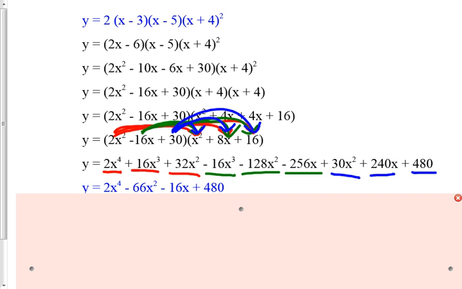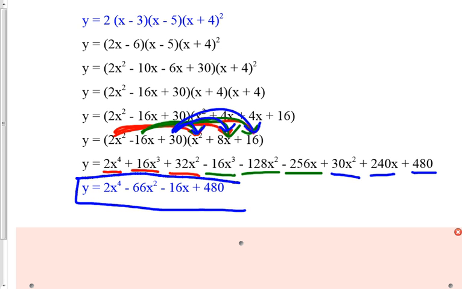Now after I combine like terms, I would find my general form to be y is equal to 2x to the 4th minus 66x squared minus 16x plus 480, which in fact was the general form that I started with.